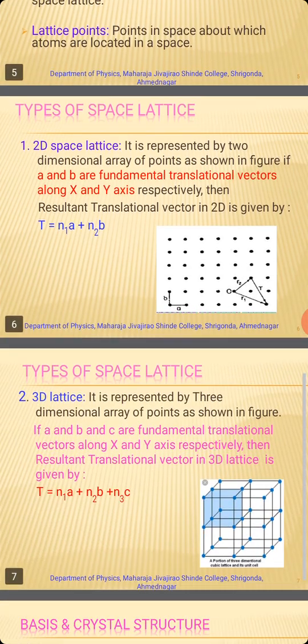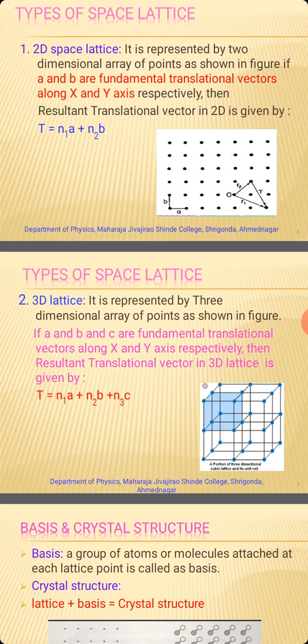Types of space lattice. There are two types of space lattices, two-dimensional space lattices and three-dimensional space lattices. In case of two-dimensional space lattices, the whole crystal structure is developed by considering two translational vectors A and B, as shown in the figure, and the resultant translational vector T is given by n1 times A plus n2 times B.